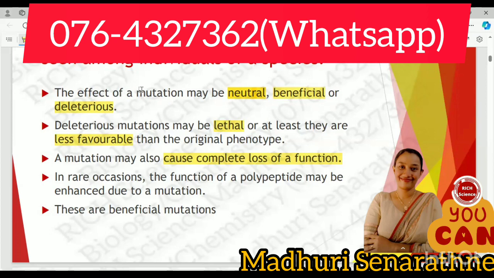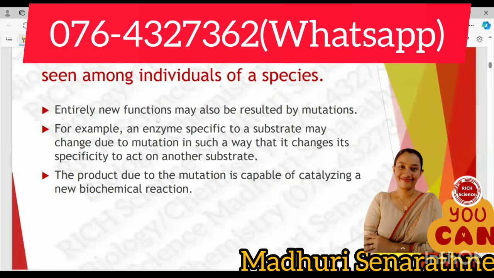these mutations are occurring in the genotype. Some are beneficial, but rarely. Most of them are harmful, which means deleterious, lethal, or less favorable. The beneficial mutations are very rare. Some are neutral, with no considerable effect. Entirely new functions may also result from mutations.